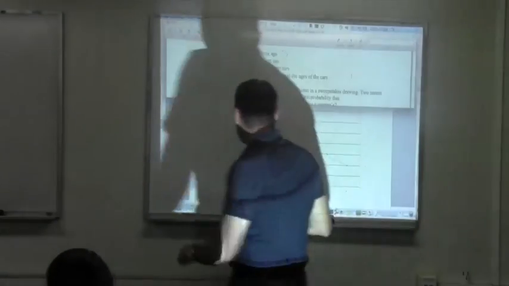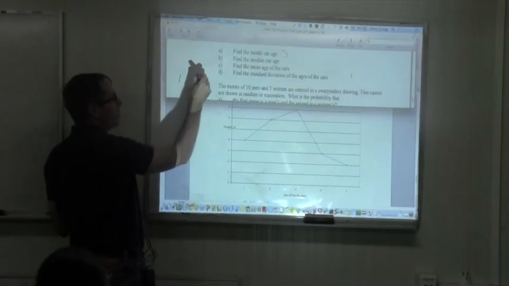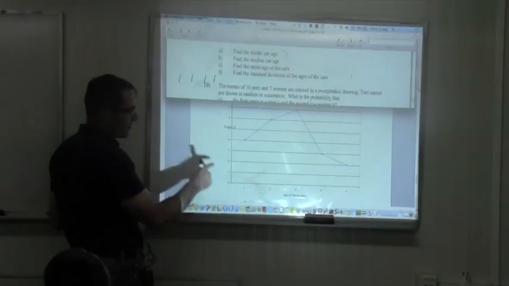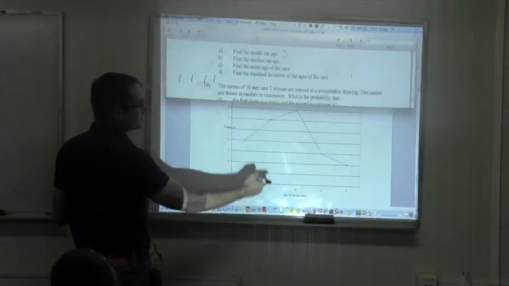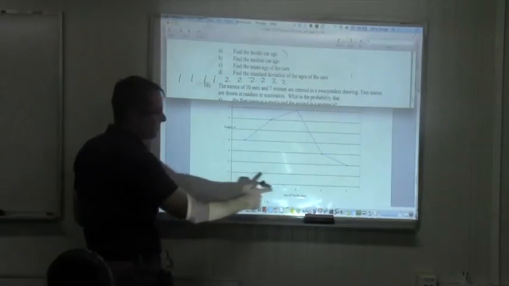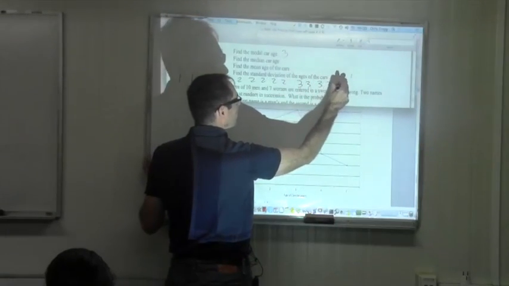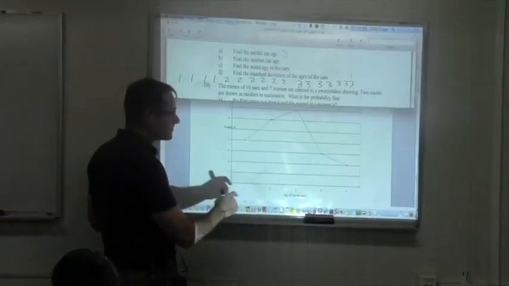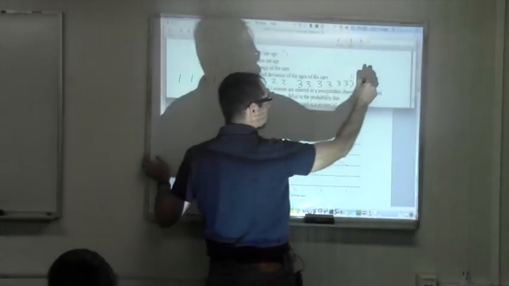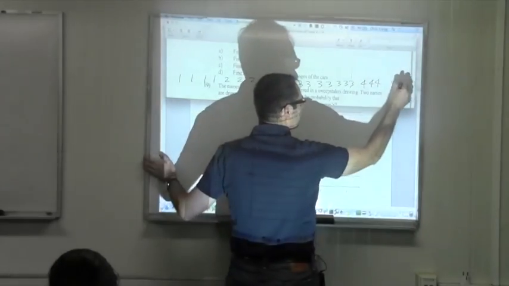All right, so I would do it this way. I would say, look, there's 4 cars that are 1. So you have 1, 1, 1, 1. And there are 6 cars that are 2: 1, 2, 3, 4, 5, 6. And there are 7 cars that are 3: 1, 2, 3, 4, 5, 6, 7. And there are 3 cars that are 4: 4, 4, 4. And there are 2 cars that are 5.